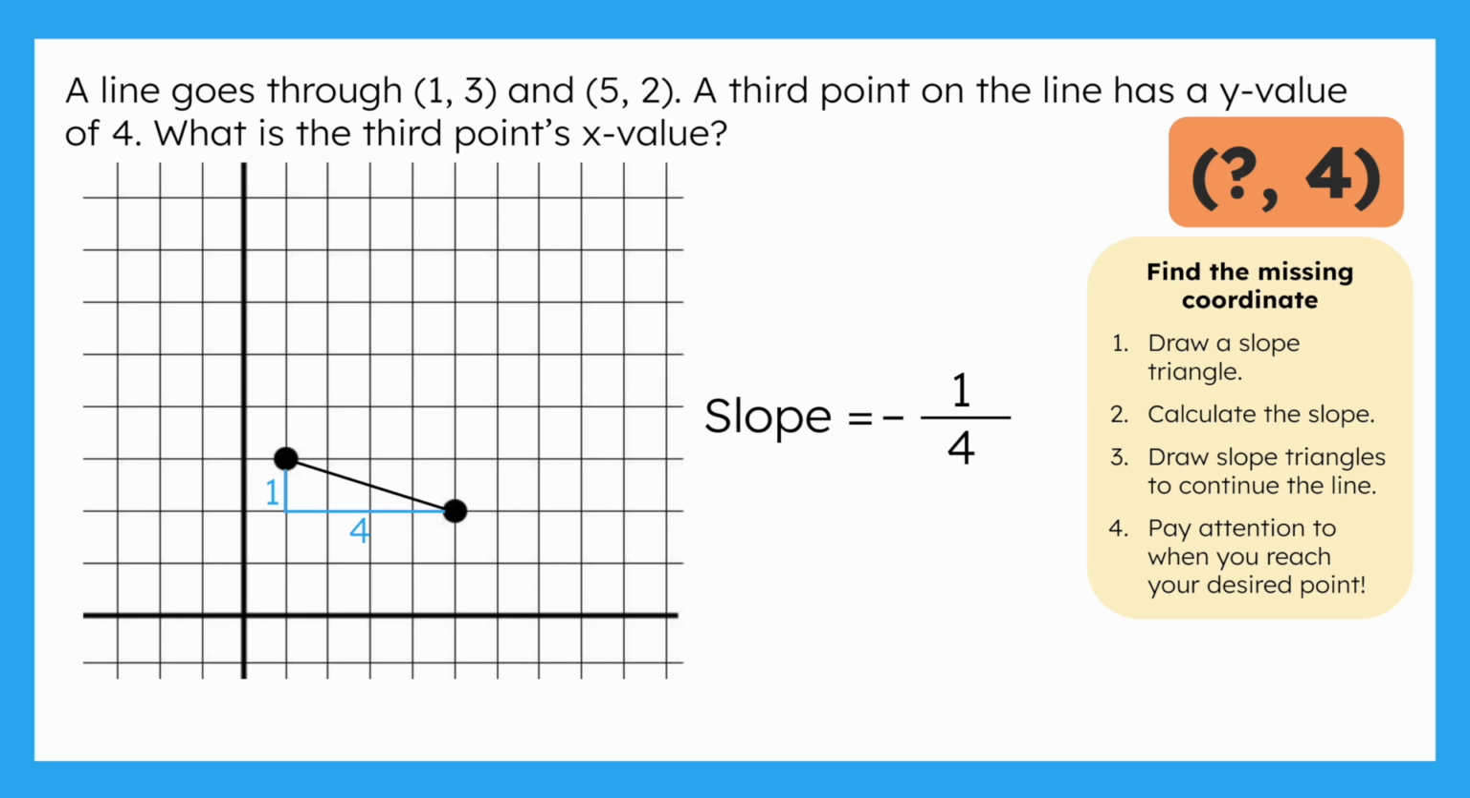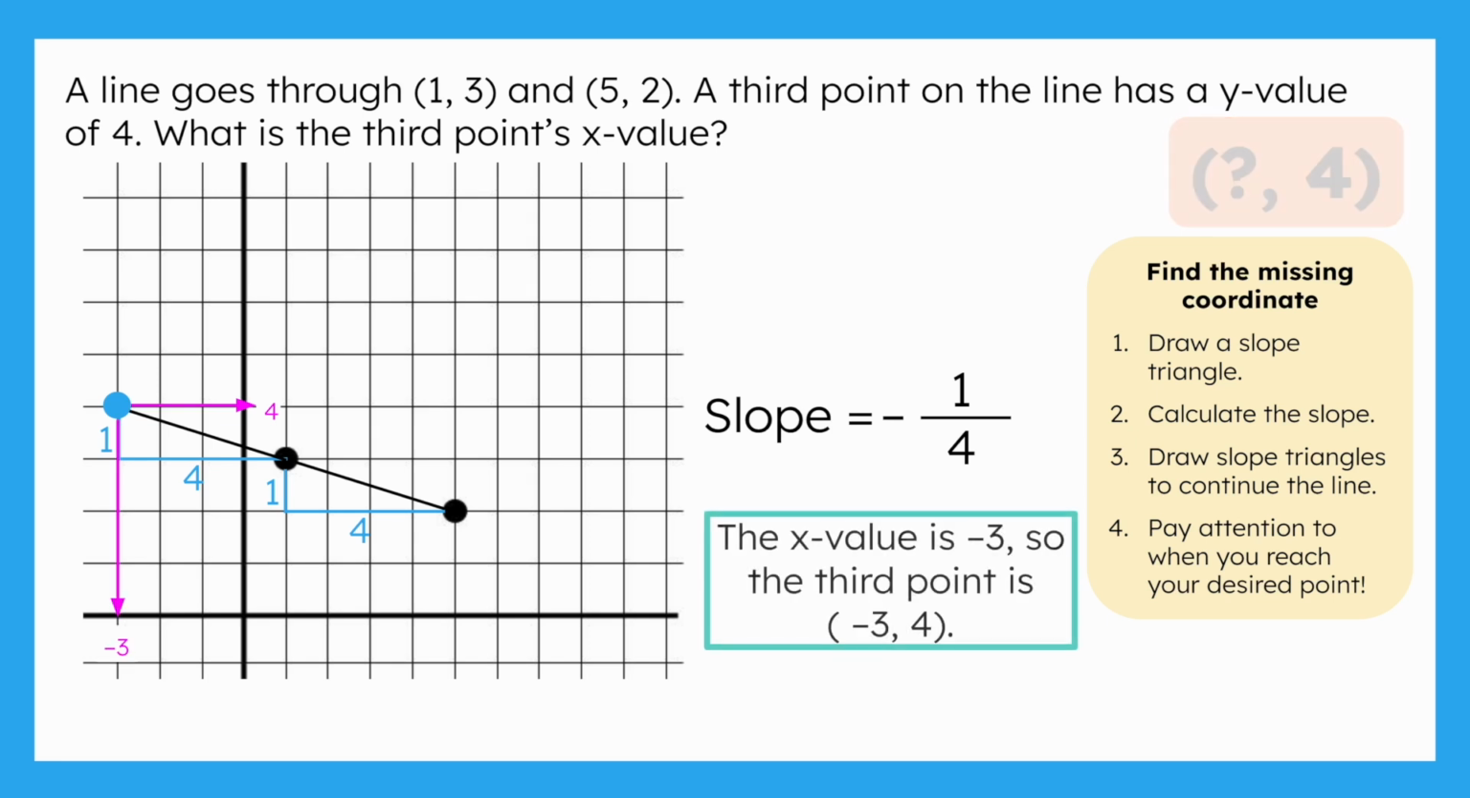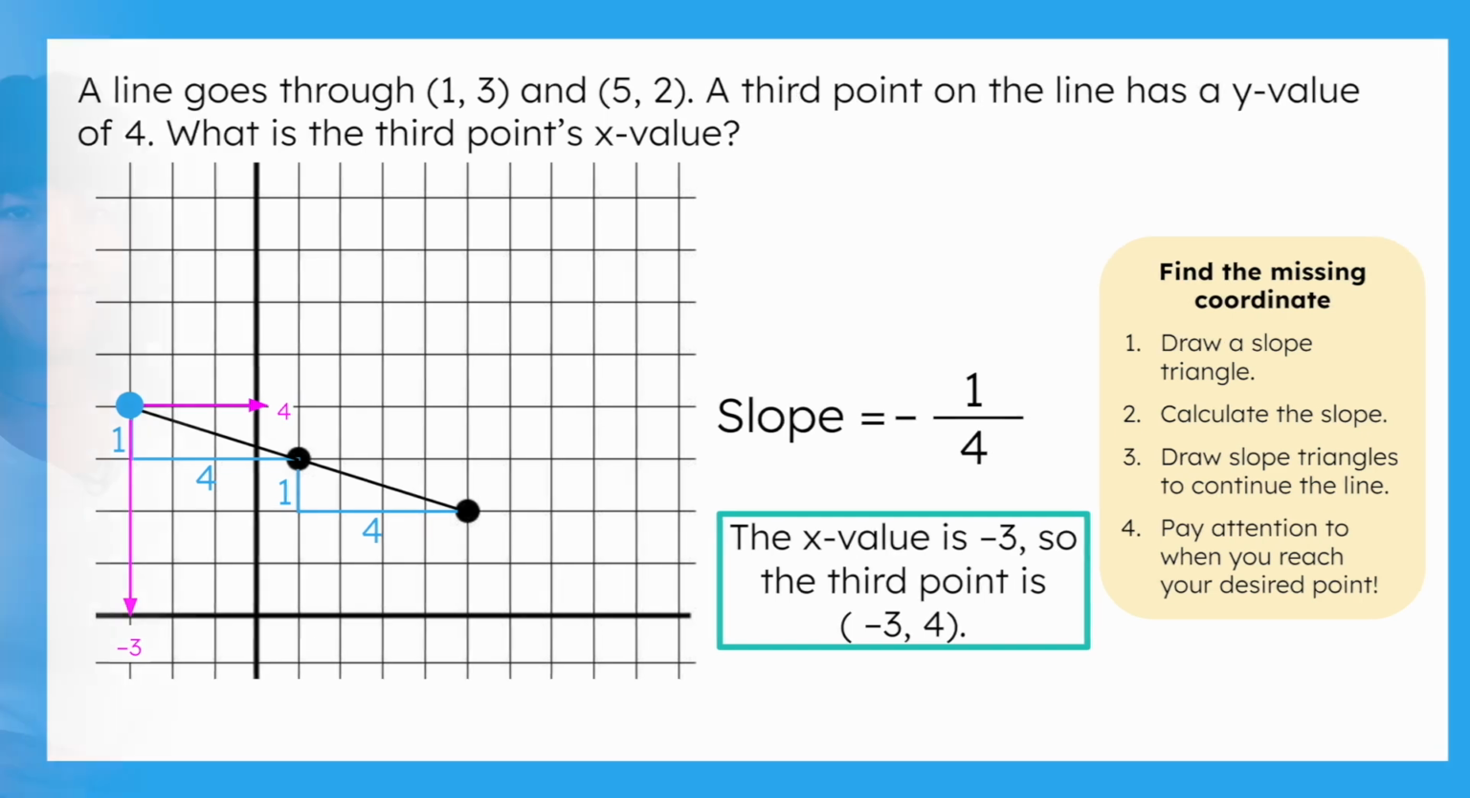No need to simplify, so I kept drawing triangles, this time heading left because my y value was higher than the ones already drawn. After just one triangle, I reached 4 on the y-axis. At that point, I lined up the point with the x-axis and saw it had an x value of -3. So the third point's x value is -3, making the whole point -3, 4.